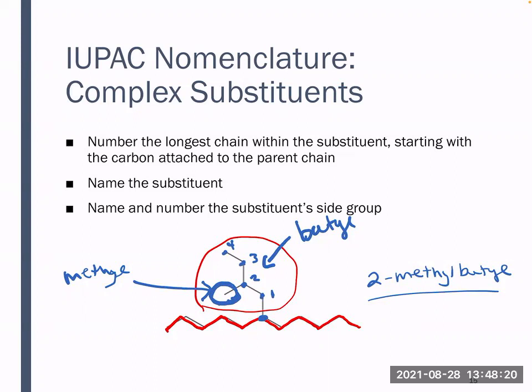Now, here we're looking at how we're writing these. So let's talk a little bit about this at this point. Whenever you have numbers and letters, you always put a dash between any number and letter. So here I have 2-methyl, so on. So there's a dash between the number and the letter. And then there's no space here. So you don't put spaces between the words at all. So this is all one word.